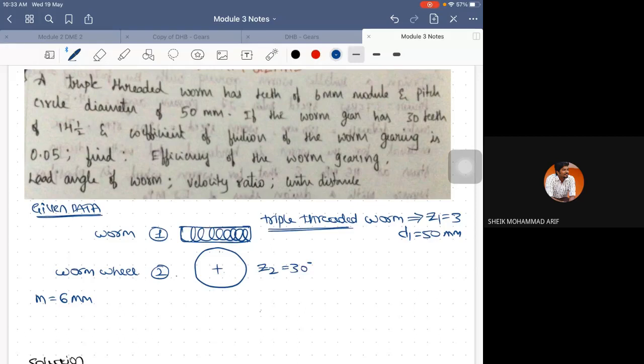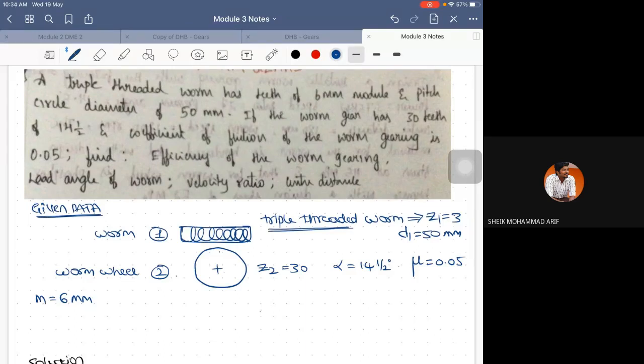And 14 and a half is the pressure angle, alpha, which I will be taking as 14 and a half degrees. The coefficient of friction of the worm gearing is 0.05, and this is a new parameter, denoted by mu. It is given as 0.05.